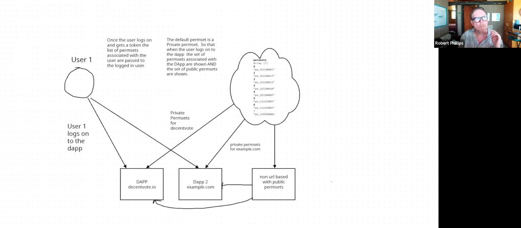The other thing is that it's the same thing with DApp2, for example. In this case, there's going to be an organization that created that list of perm sets and that vetted the user on those perm sets, and they're passed down to the list of private perm sets that are associated with that particular organization. But I want to talk about something else here. I want to talk about something called public perm sets.